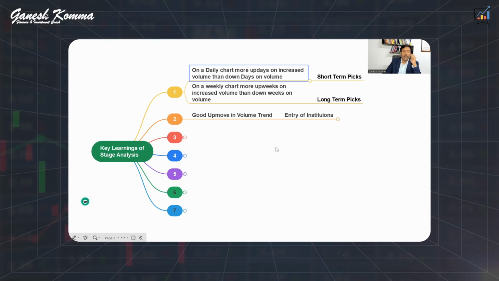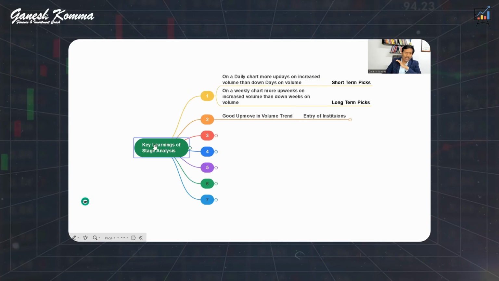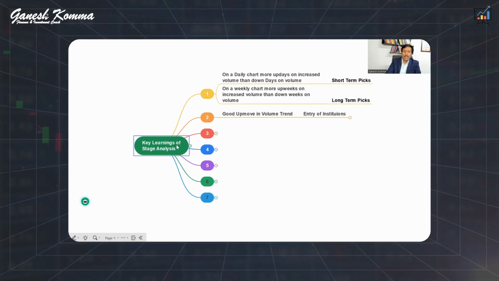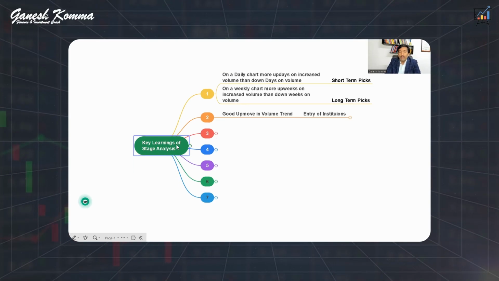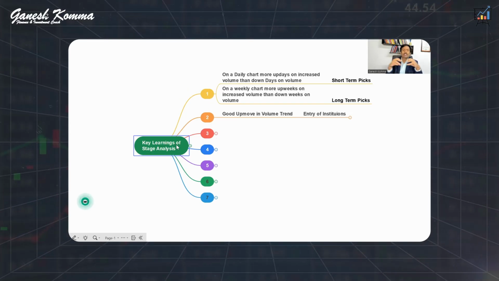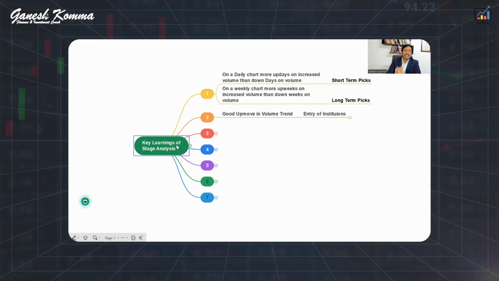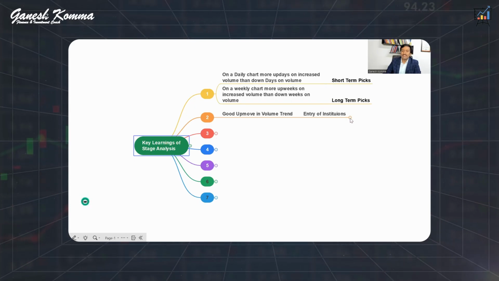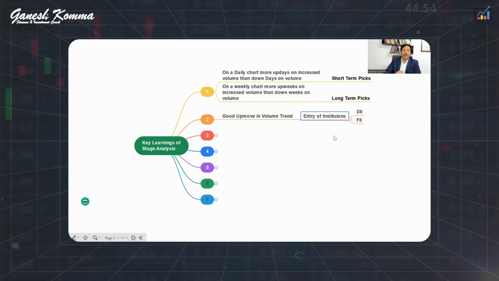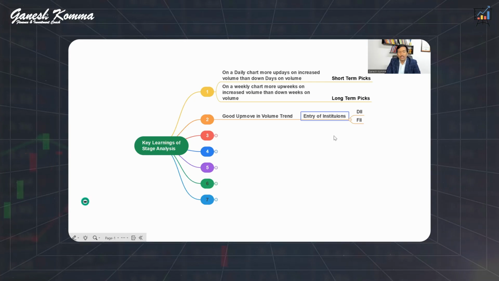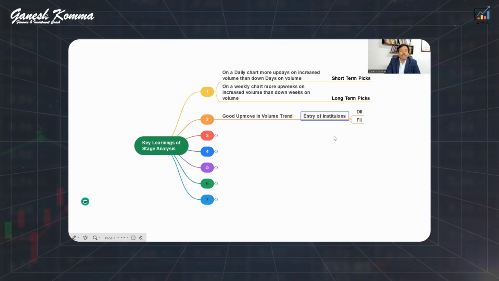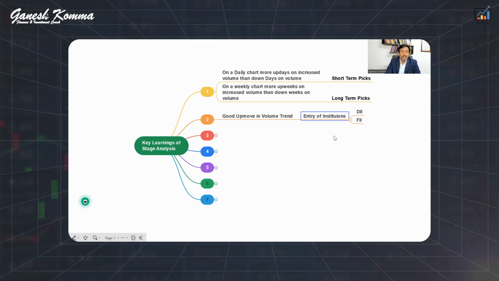Second, a good up move in the volume trend. For any stock you see, we can clearly identify from the volume below your chart, which is also an indicator. You load that volume indicator. When a good up move is happening with strong volume, this is the entry stage for institutions, your domestic institutional investors or foreign institutional investors. This is the reflection that they are getting stronger.